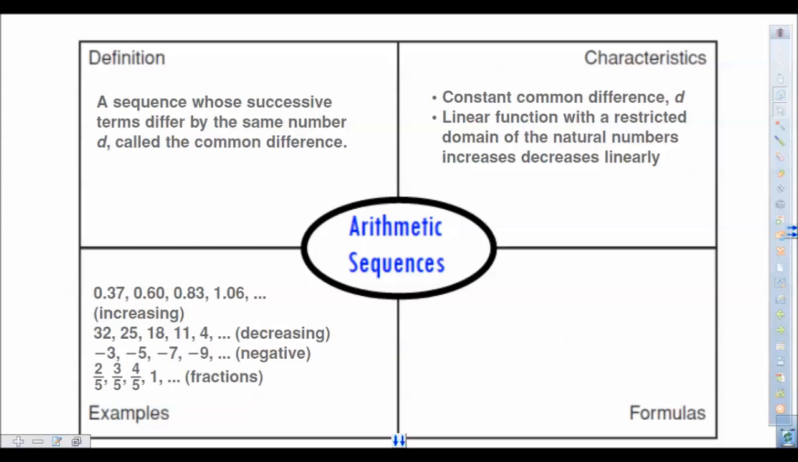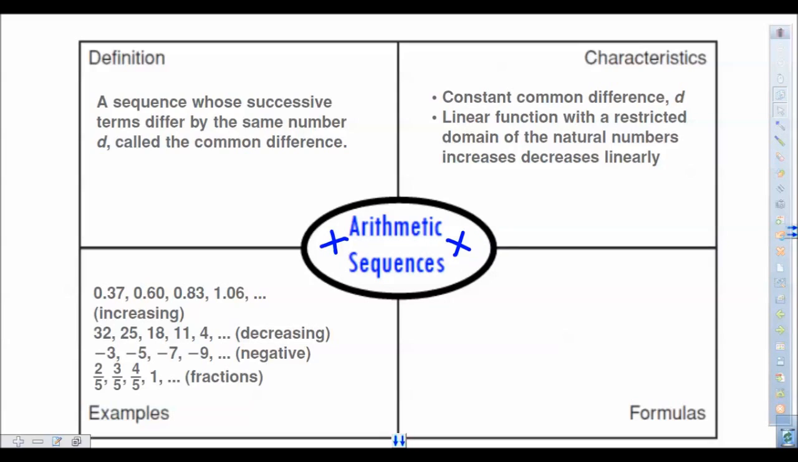Notice there are arithmetic sequences that are increasing, and there are some that are decreasing. But the common theme throughout all of them is that there's the same difference every single time. You are adding, adding, adding, adding. So arithmetic sequences, it's all about addition.